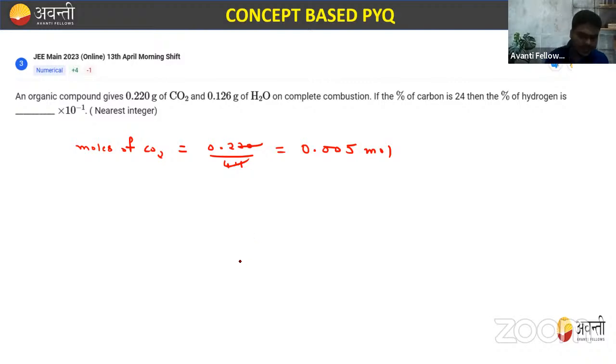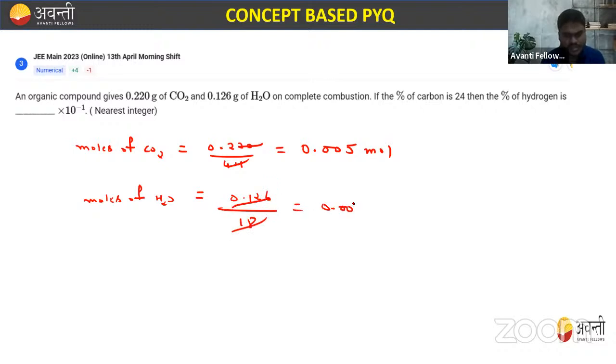So let us calculate the moles of H2O. So how will you calculate the moles of H2O? Moles of H2O is equal to 0.126 already given divided by 18. So it comes out to be 0.007 mole. Okay? Now let us find a mass of carbon and this thing.